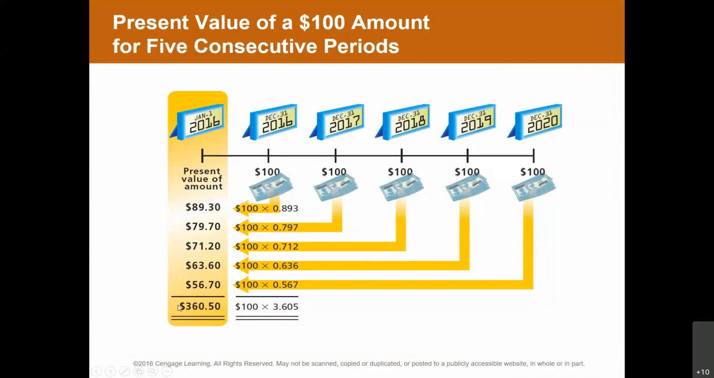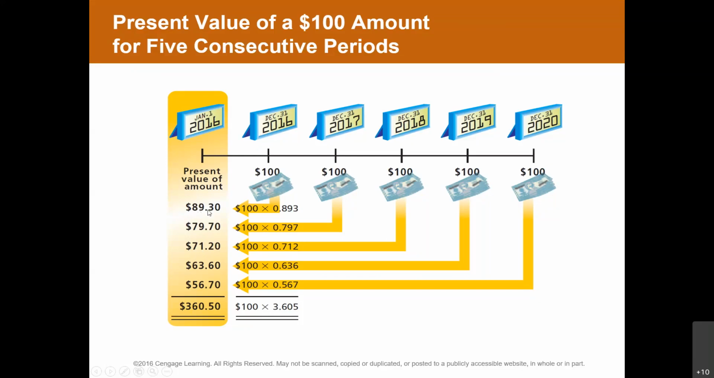So the amount of cash I would need today in order to receive equal payments of $100 for the next 5 years, I would need to invest $360.50 today. How do we figure this out? Well, of course, there's an interest rate associated with the investments.